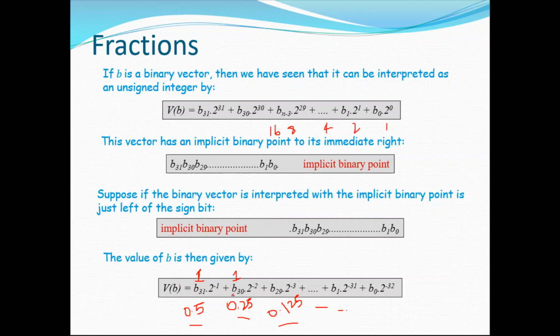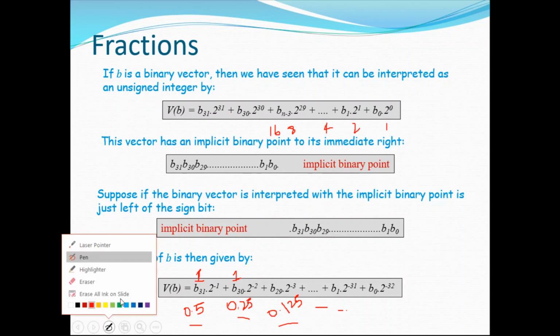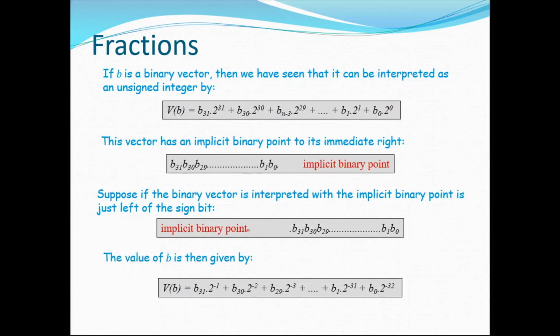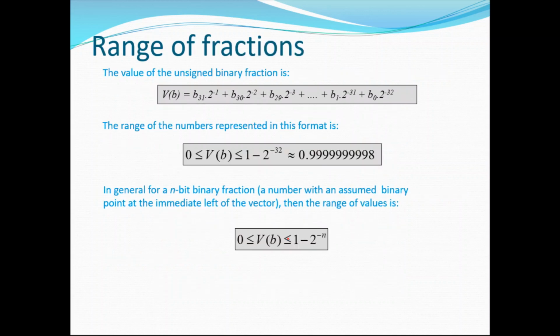Okay, so this is the very basic understanding of numbers with an implicit binary point at the beginning, at the left end. Fine. So with this representation, if the number of bits it can occupy is 32 bits, then what is the range of numbers we can represent? The range of numbers that we can represent is from 0 to approximately 0.9998.